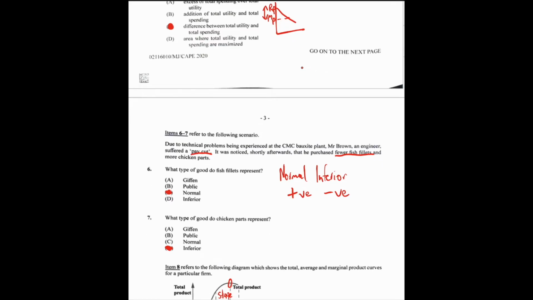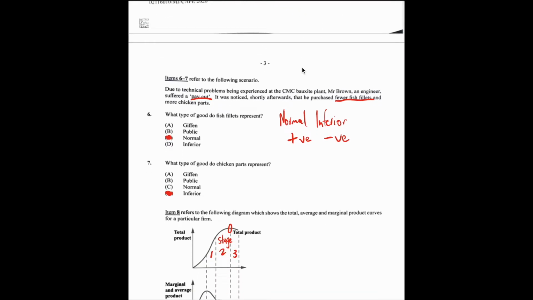Likewise, for 7 it says what type of good do chicken parts represent, and you see that he actually bought more chicken parts in light of the pay cut. And as we know, inferior goods have a negative or inverse relationship between consumers' income and the quantity demanded of a certain good. So as you can see, he received a pay cut, a decrease in income. However, he increased his consumption of chicken parts. That indicates that it's an inferior good.